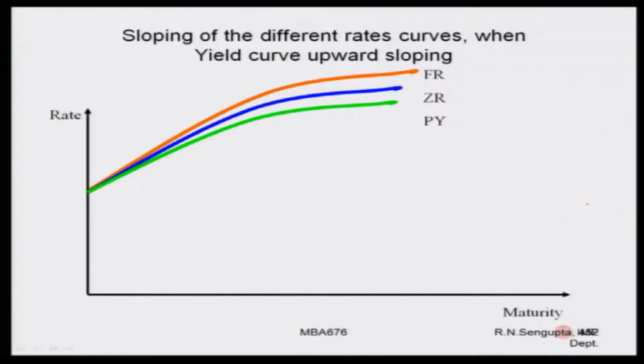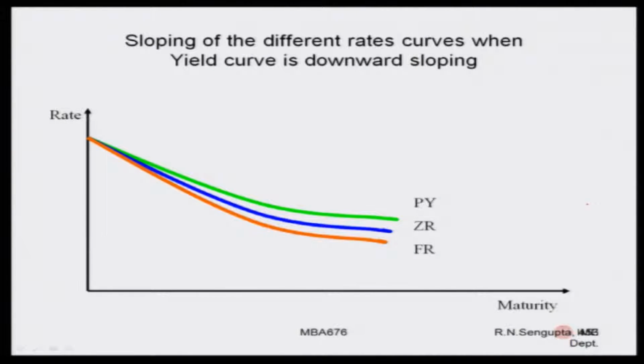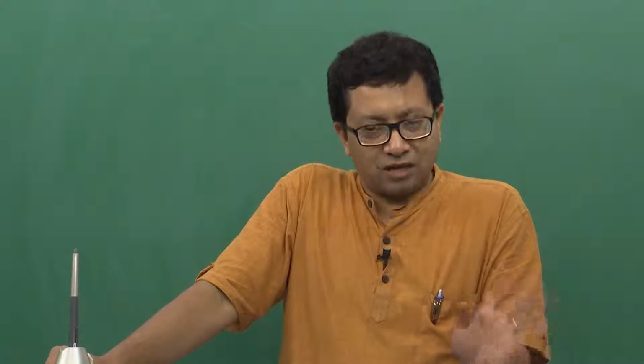And if you have a yield curve which is downward sloping, these values will just be the reverse, a mirror image. When that happens, it makes sense to say that the forward rate would be the downmost sloping, then you have the zero rate and then the par yield. So depending on whether the yield curve is upward moving or downward moving, you will have these values. Because remember, they are being calculated using the same concept which you discussed in the last class and today's class.